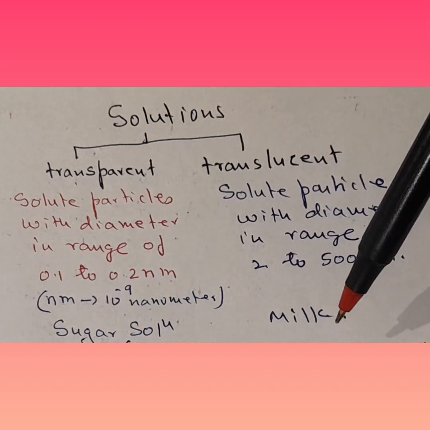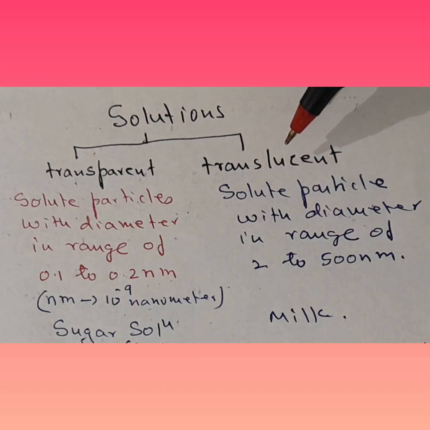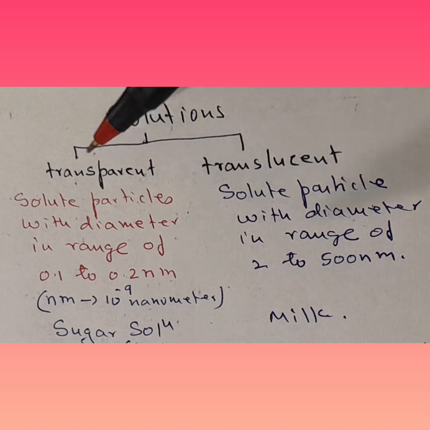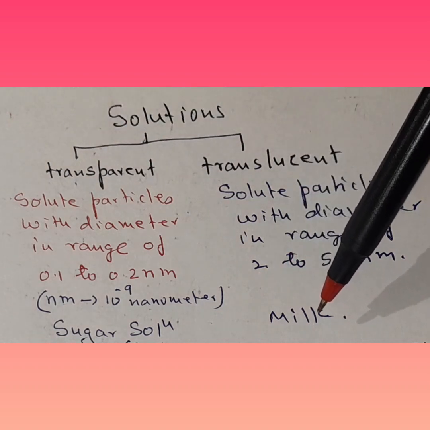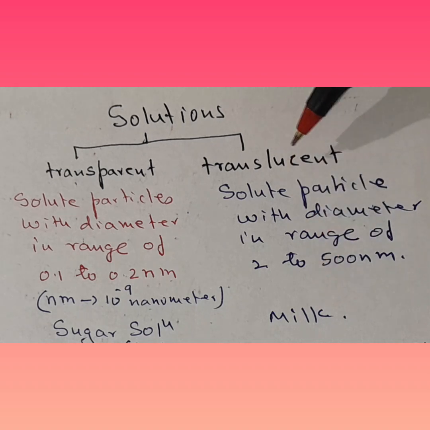Same way, milk. Milk you take, put it in water and stir. Always you would find a translucent solution. In case of sugar solution, it would be transparent, whereas in case of milk, if you keep on adding water in milk, still the solution would be translucent.